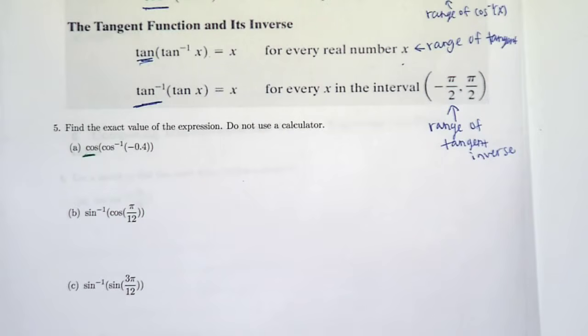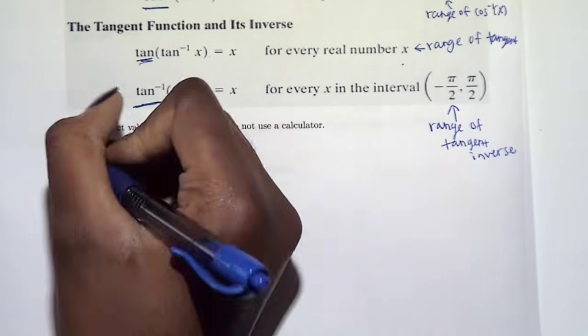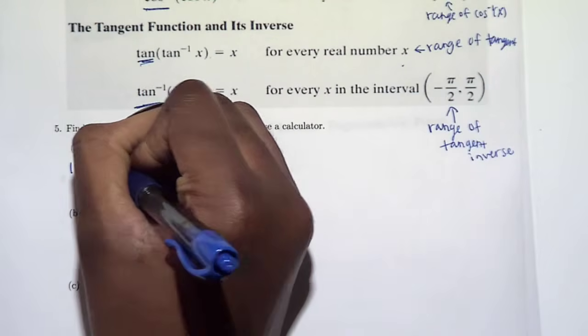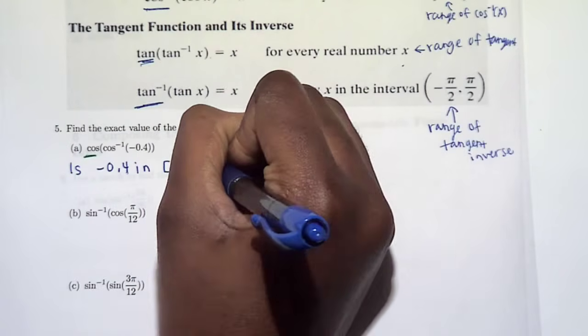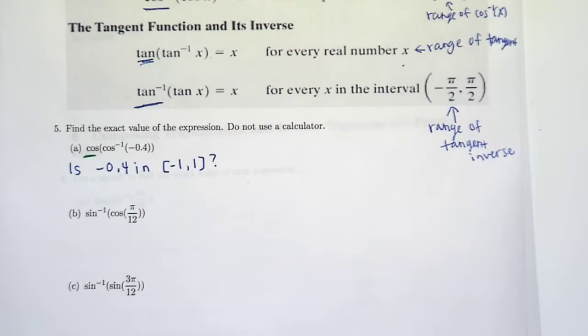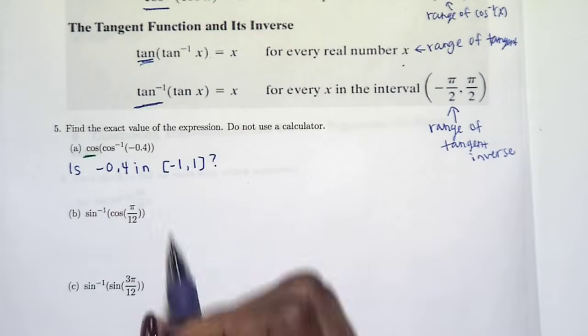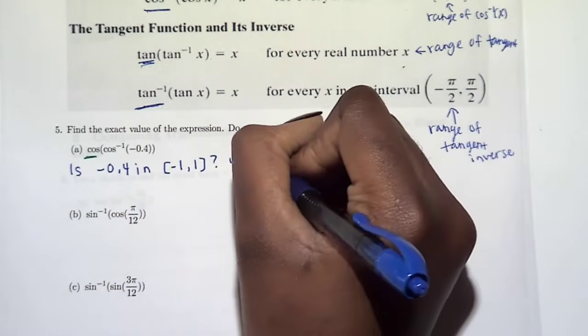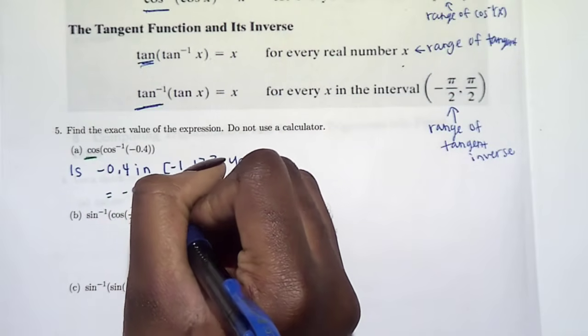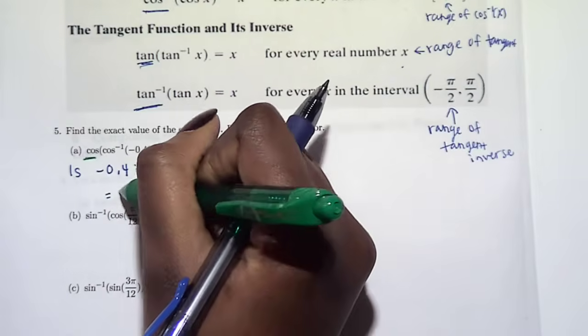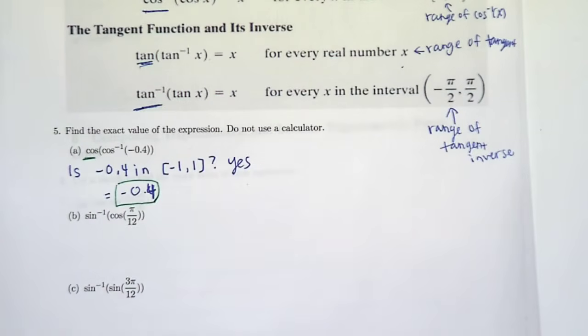All right, so what function is on the outside of our first problem? It's cosine. So let's think about the range of cosine. It's from -1 to +1. So the thing we want to ask ourselves is, is -0.4 in the closed interval from -1 to 1? The answer is yes. So that means our answer is -0.4. It's exactly what we put in the problem, exactly what we expected to happen. Okay, let's look at the next one.